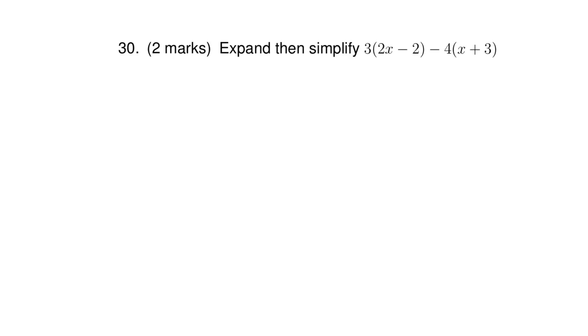All right, expand and then simplify. So there's two parts. First, we're going to do the expansions, and that's just the distributive law. So multiplying the number outside the brackets by each of the terms in the bracket. Once we've done that, we'll tidy up any like terms. So 3 times 2x gives me 6x. 3 times negative 2 gives me negative 6. Negative 4 times x gives me negative 4x. And negative 4 times positive 3 gives me negative 12, because a negative times a positive makes a negative.